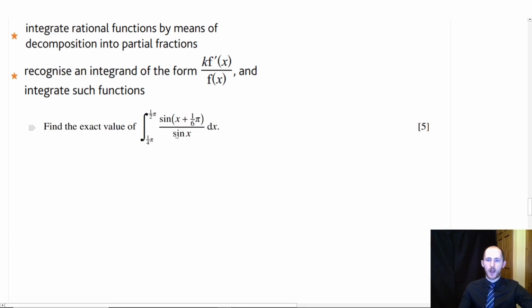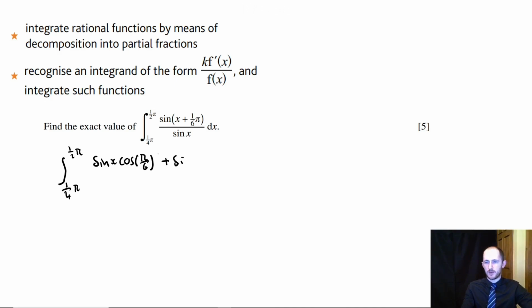If you have something like this, we can't divide these sines because one has x and one has x plus 1 over 6 pi. So what we need to do is use the good old-fashioned addition rule, which I mentioned we may need to use at the beginning of the video. So if we use the addition rule, that would make it sine x cos pi over 6 plus sine pi over 6 cos x, over sine x dx.